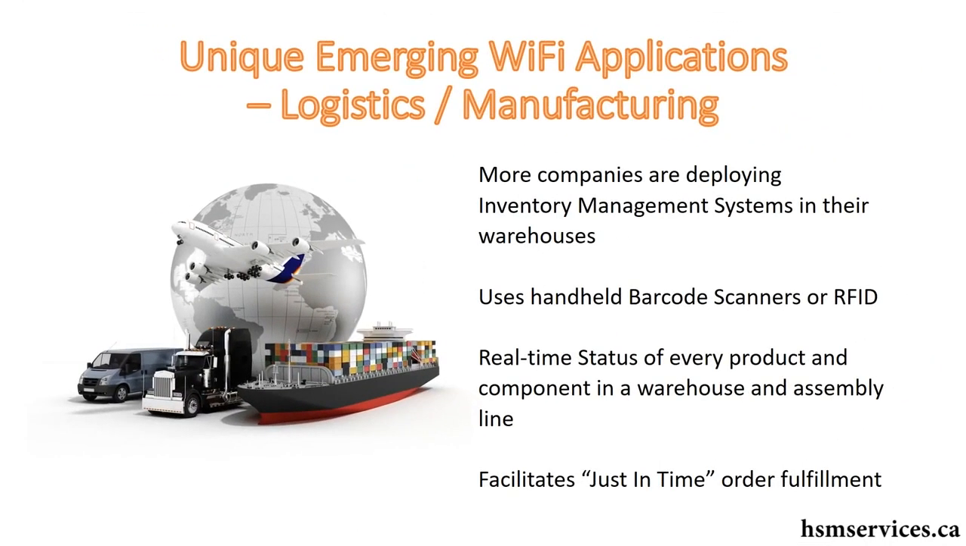And of course, logistics, manufacturing. A lot of companies are using inventory management systems in their warehouses. They're also installing RFID tags on many of their products or crates. And they're using handheld barcode scanners that allows the employees and the warehouse managers to see the status of every product in their warehouse, so they know exactly how much inventory they have, and they can maintain exactly the amount of stock that they need.